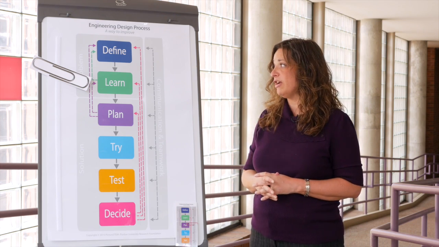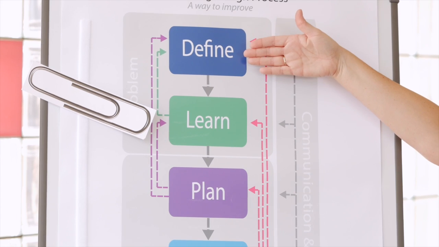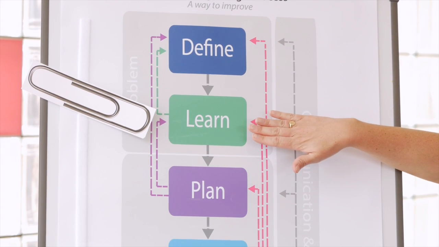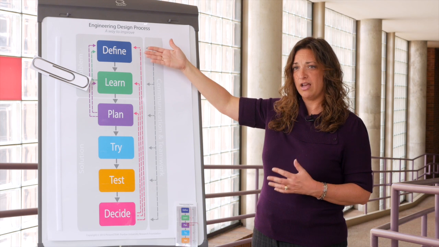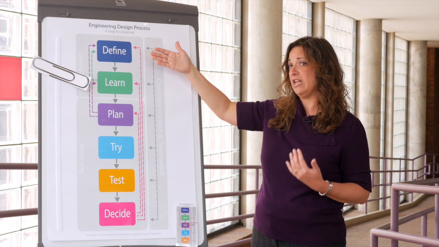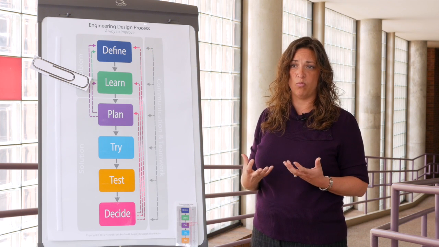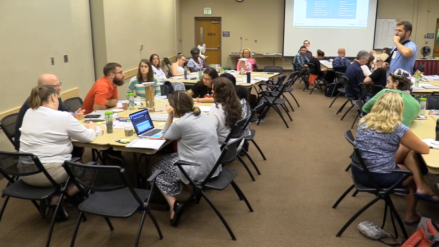Within the problem scoping space, we've got a define the problem step and a learn about the problem step. So defining the problem is really trying to understand who the client is, what the client needs from you, what are the problems they're working on, that sort of thing. Then you can begin to try and learn about the problem, what's been done before, what are the costs of the materials that are there, etc.